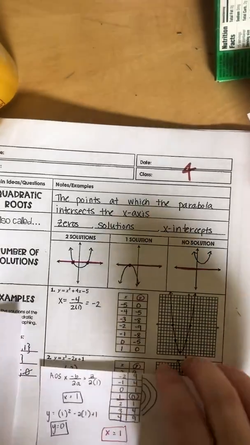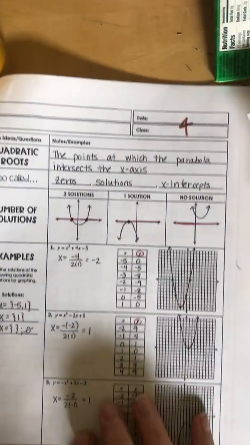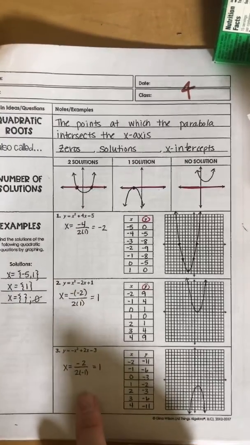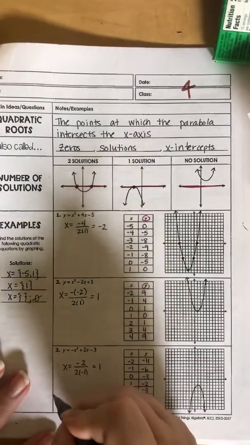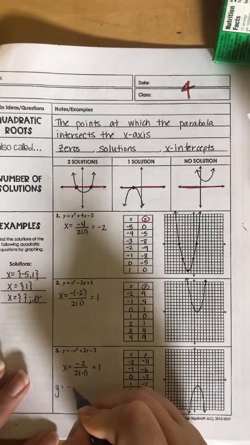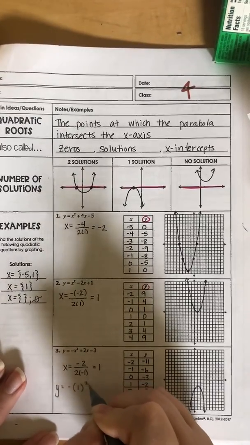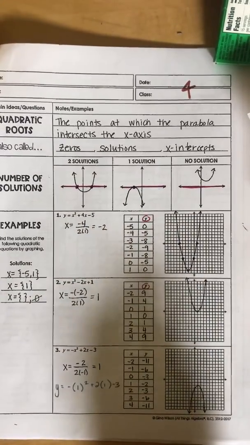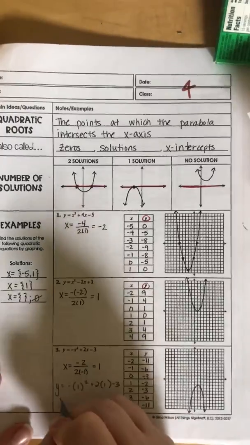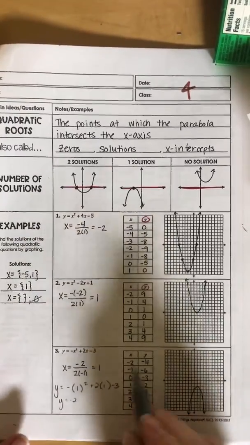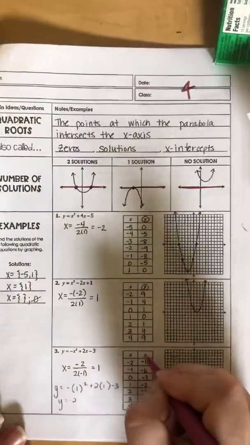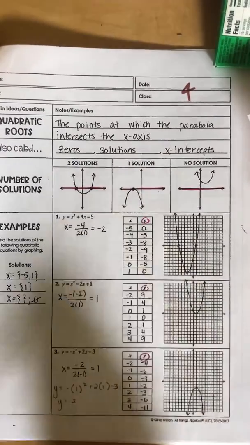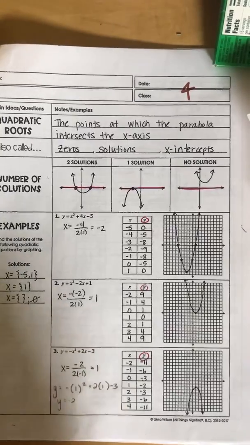And I just want to look at this next one right here. Again, find your axis of symmetry, plug it in. So when you plugged in 1, it should be y equals negative 1 squared plus 2 times 1 minus 3, and it should give you negative 2. And then here's your graph, and again, you're noticing where your y's are 0 and it's none, so it's going to be no solution. All right, that's it for that page.